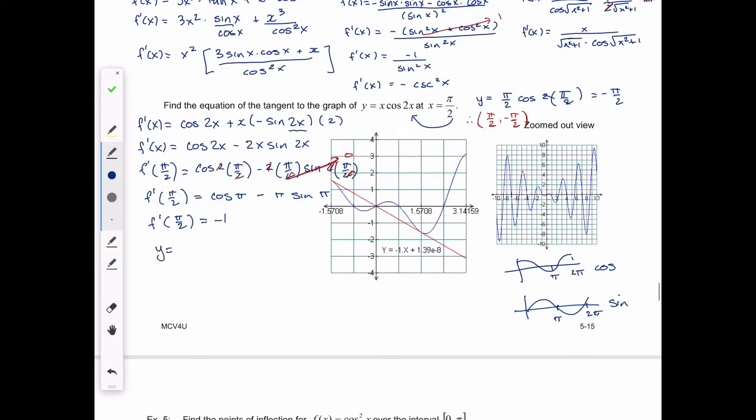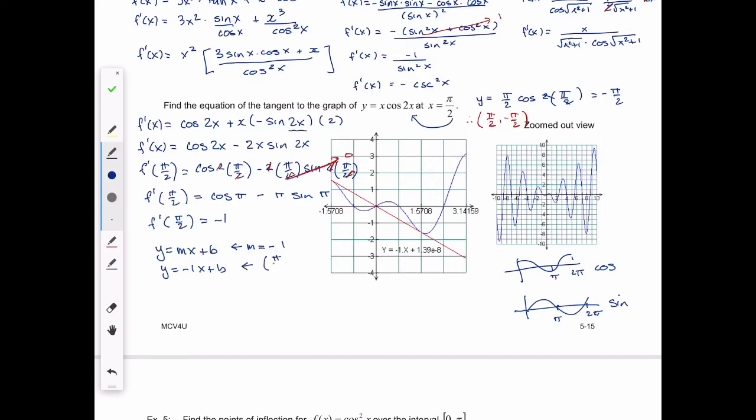So I'm going to use y is equal to mx plus b. We could have used the other form as well, but this one I think is a little bit easier. So we know our slope is negative 1. So we have y is equal to negative 1x plus b. And I have to plug in a point that I know for sure is on the line. So that's that red point we calculated at the very beginning.